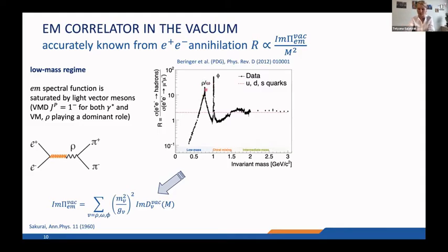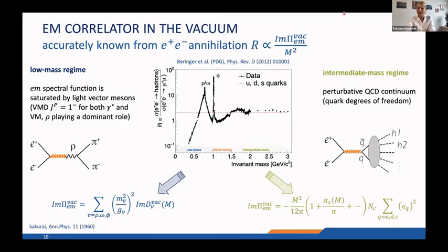In the intermediate mass range, we do not have such resonances. This ratio is flat, and it also points to the fact that in this mass range we have perturbative QCD at work, where the electron and positron go via hadronization of quark-antiquark pairs.